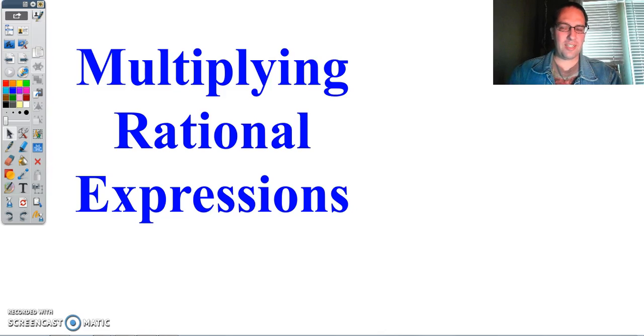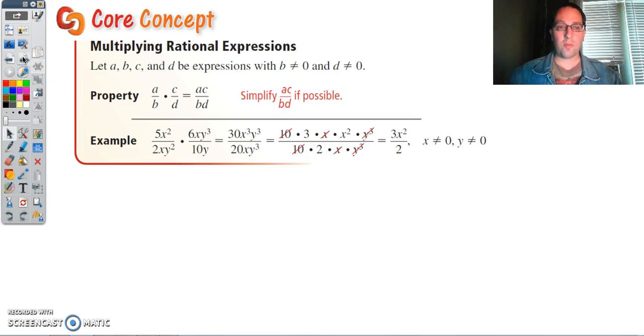Hello class, in this lesson we are going to look at multiplying rational expressions. Now if you remember, rational expressions are expressions that look like fractions. They just have a variable in the denominator, right? They look like fractions and they act like fractions. We multiply these exactly the same way we would multiply fractions.